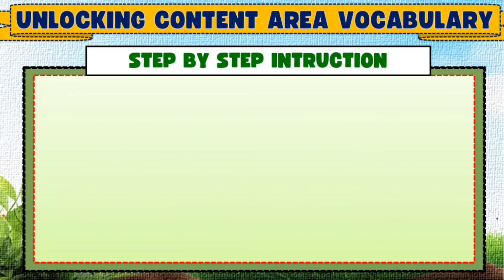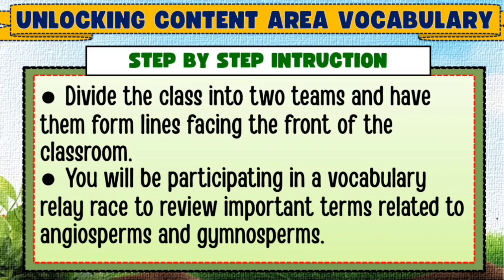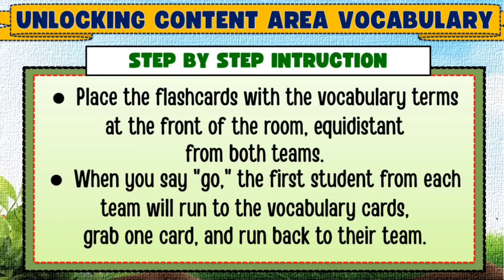Unlocking content area vocabulary. We have a step-by-step instruction. Number 1, divide the class into 2 teams and have them form lines facing the front of the classroom. You will be participating in a vocabulary relay race to review important terms related to Angiosperms and Gymnosperms. Next, place the flashcards with the vocabulary terms at the front of the room.